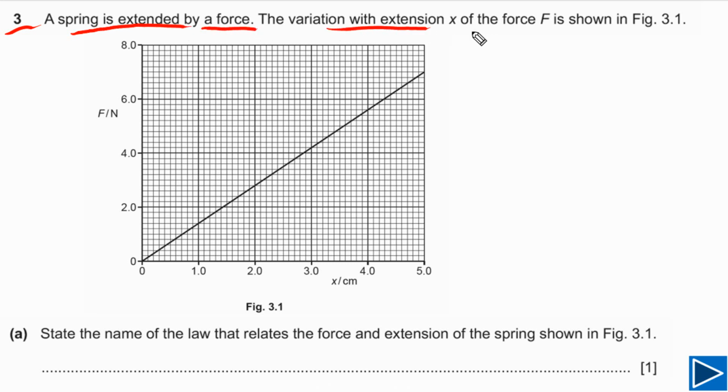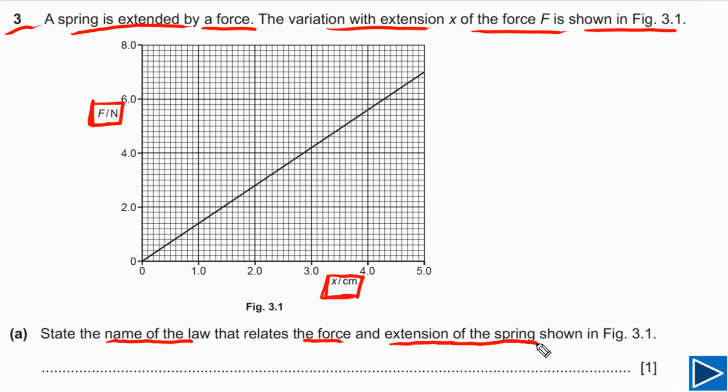For our third question, it is given to us that a spring is extended by a force and the variation of the force with extension is shown in figure 3.1. It simply means on the y-axis we have the force applied, and on the x-axis the extension, given in centimeters. The question is asking us to state the name of the law that relates force and extension of the spring. Very simple question. That law is simply Hooke's law. So this is how you can write your answer for this.